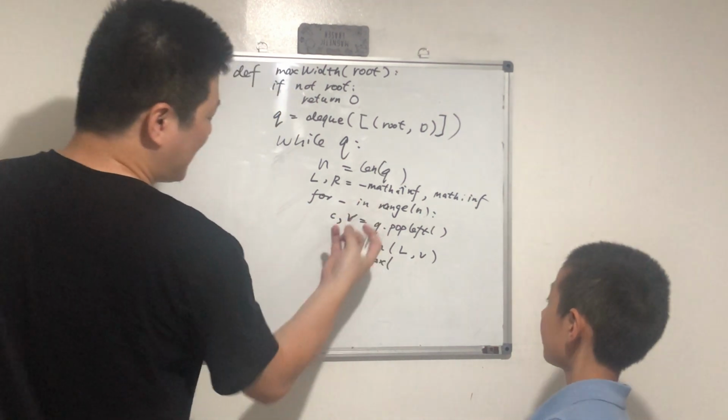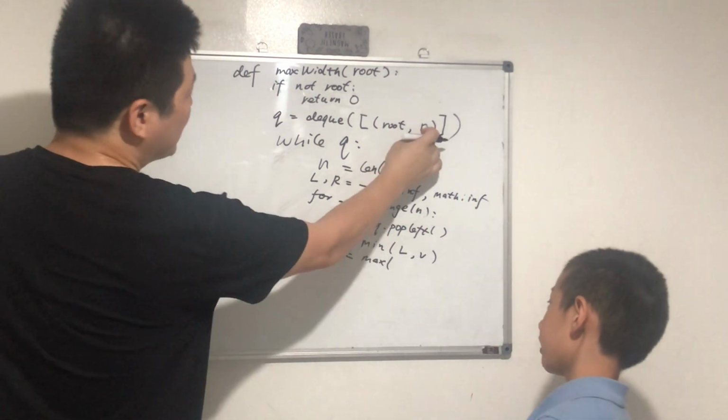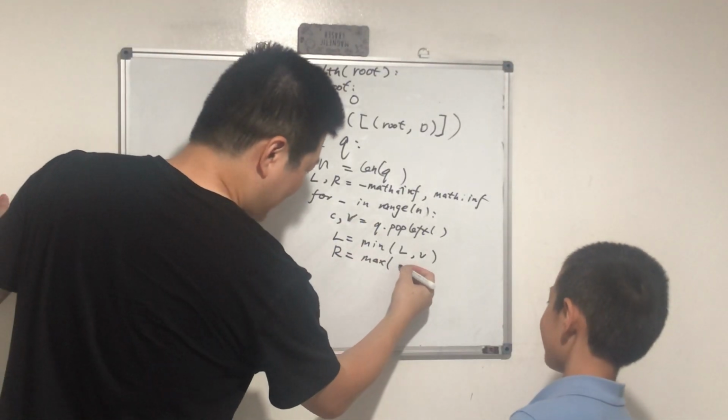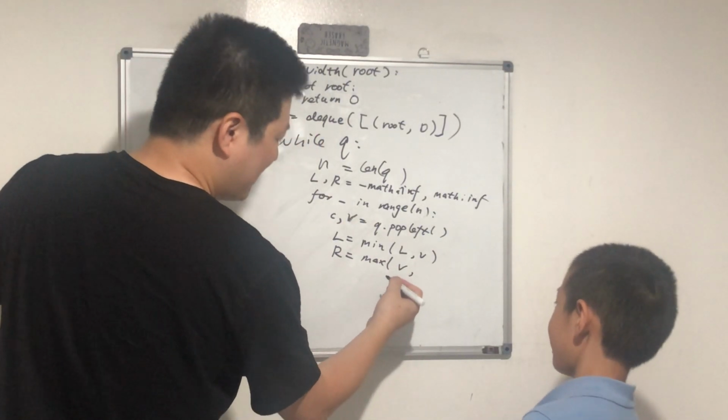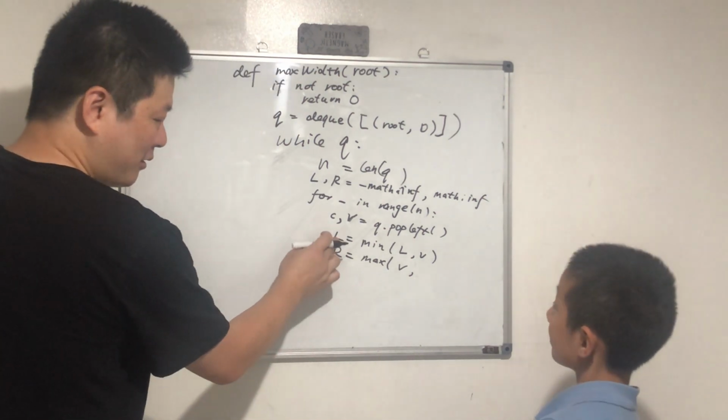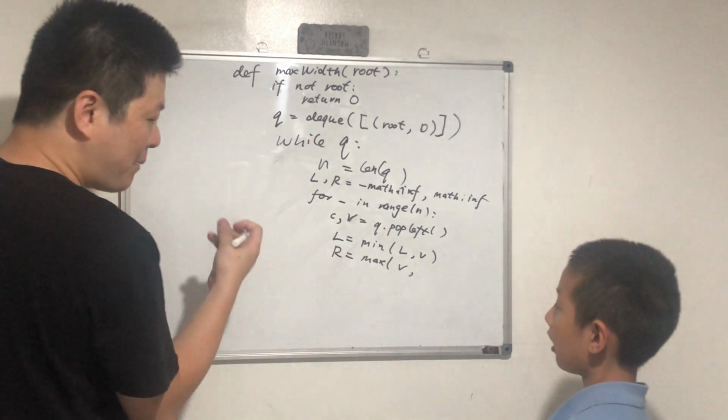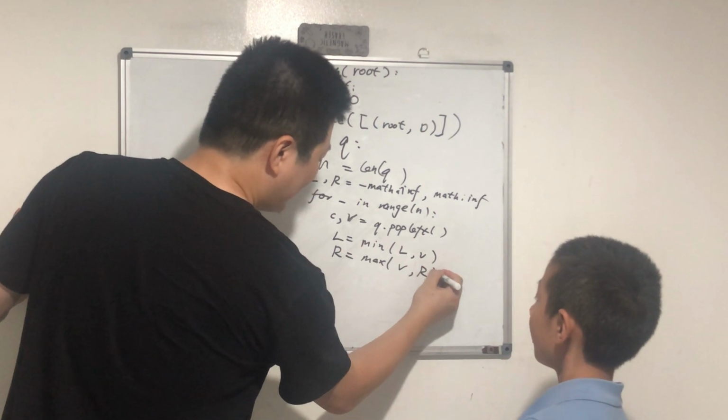V what? V is the node. The node V, and what? We want to update the left and R. Yeah, you're right.